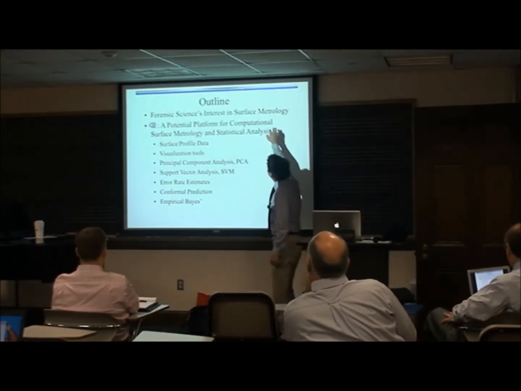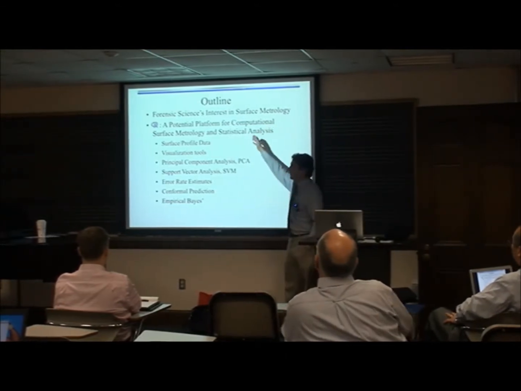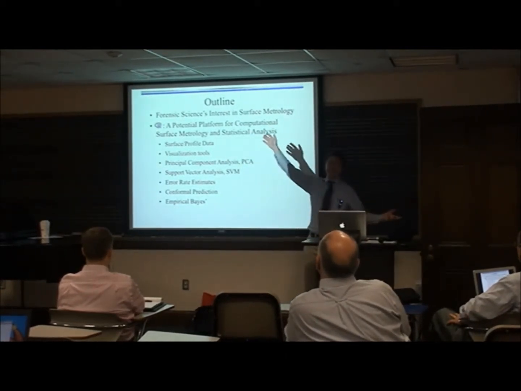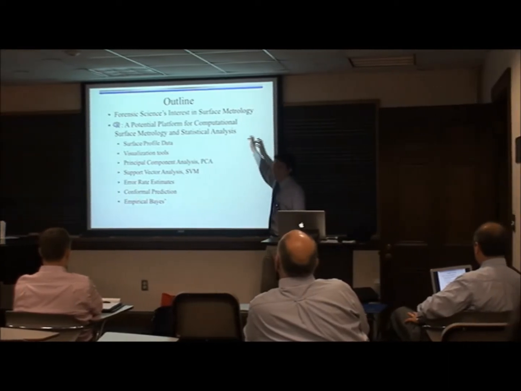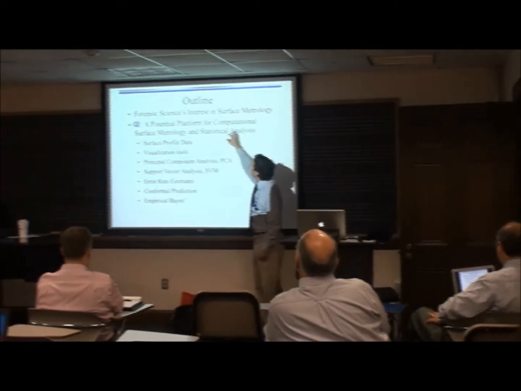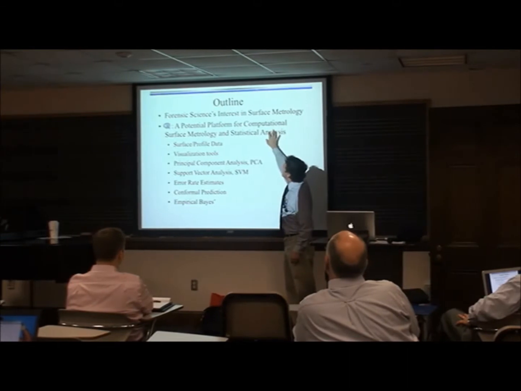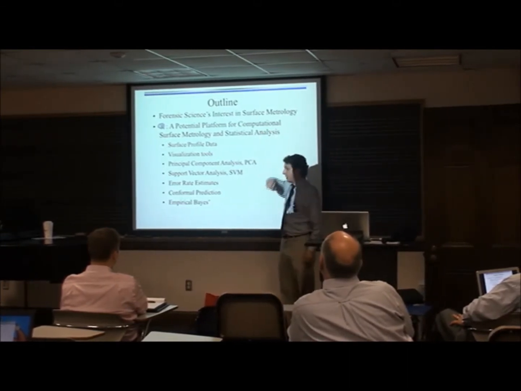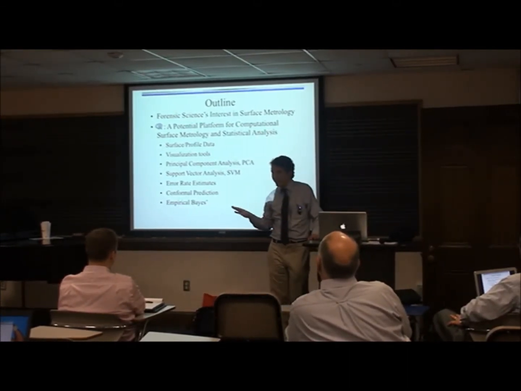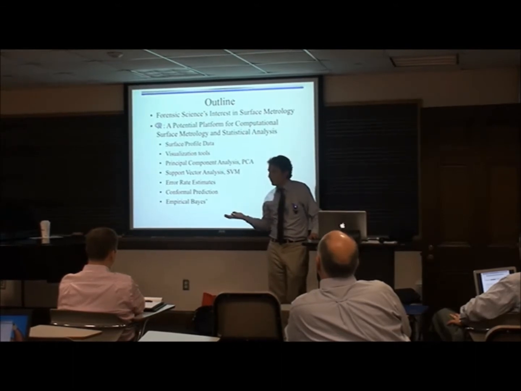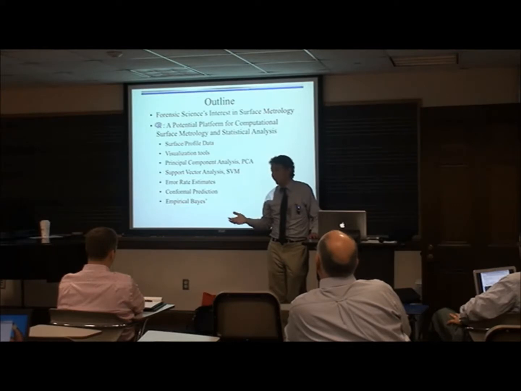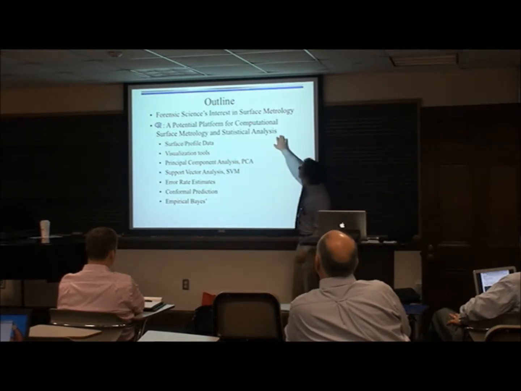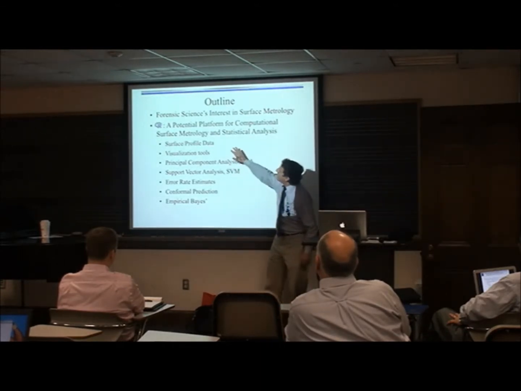So I'll talk a little bit about forensic science interest in surface metrology. Why is a quantum chemist who's changed into a forensic scientist interested in engineering at all? And then I'll talk about R as a potential platform for computational surface metrology and statistical analysis. Not to beat up on anything else, but I'm going to tell you about why we have found it to be so useful. If you're really into MATLAB, or if you really like to hardwire things in C, great. In fact, I'd love some of your code. At any rate, I'll talk a little bit about R and getting used to it, and then how to pull data into it.